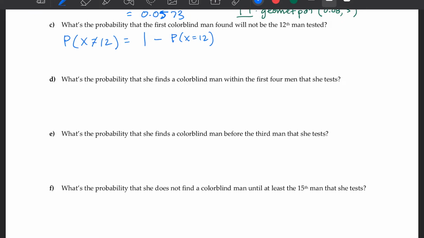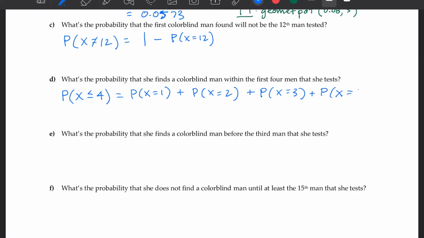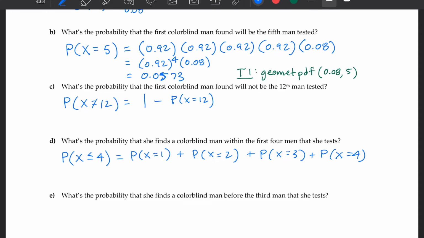What's the probability that she finds a colorblind man within the first 4 men she tests? All right, so the probability that it happens within the first 4. So that includes 4 there. So this is thinking about the probability that maybe it's the first person, or the second person, or the third person, and lastly, the 4th person. Well, here we are in an example where we've got to find 4 things like we did in part B up here. So I guess we could do that and write it all out.